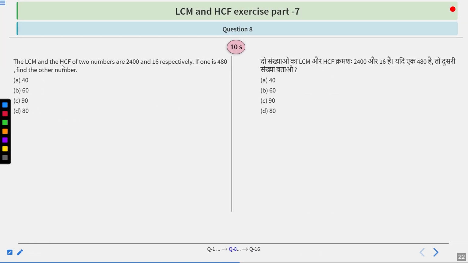The LCM and the HCF of two numbers are 2400 and 16 respectively. If one is 480, then find the other number. Options are 40, 60, 90, and 80. These are the options.